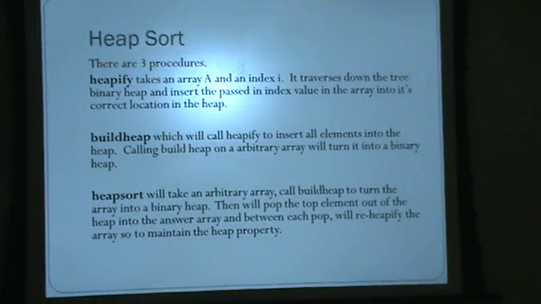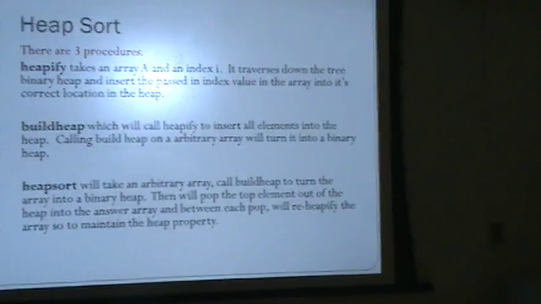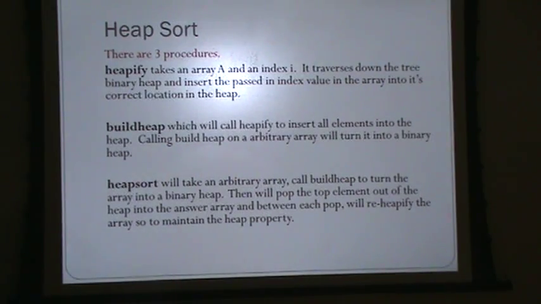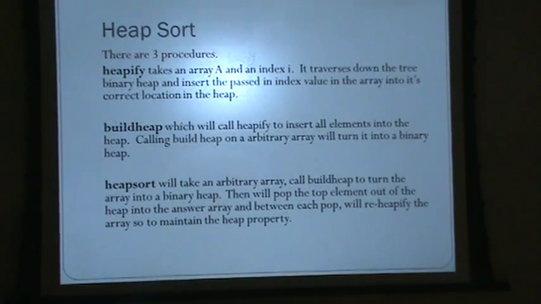So, yeah, the heapify routine takes an array A and an index, and it traverses down the tree, the binary heap, and inserts the passed in index to its current spot. The build heap is a routine that will repeatedly call heapify on each element until we finally have a fully built heap. So build heap will call the routine heapify over and over and over for each element. Then we'll eventually have an initial heap.